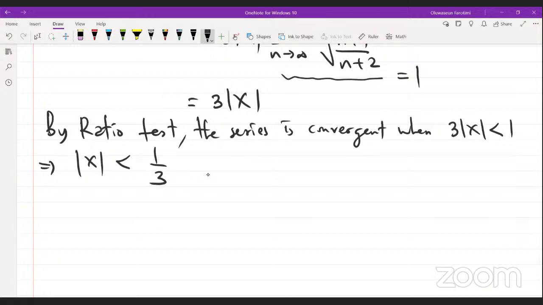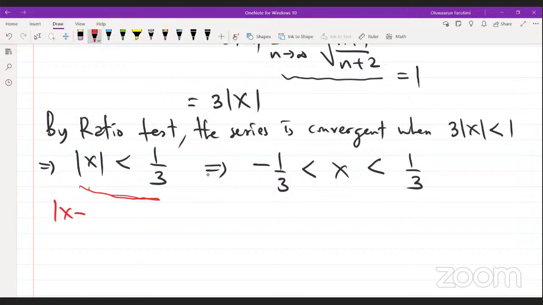Okay. So now can I rewrite this in terms of, I want to get rid of this absolute value sign. What can I do? This is the same thing as -1/3 < x < 1/3. Now let me help you guys with a trick. When you get to this point, it's easy to find your radius of convergence from something like this. In this case, I can write this as |x - 0| < 1/3. Okay, so you have your center and you have your radius of convergence.